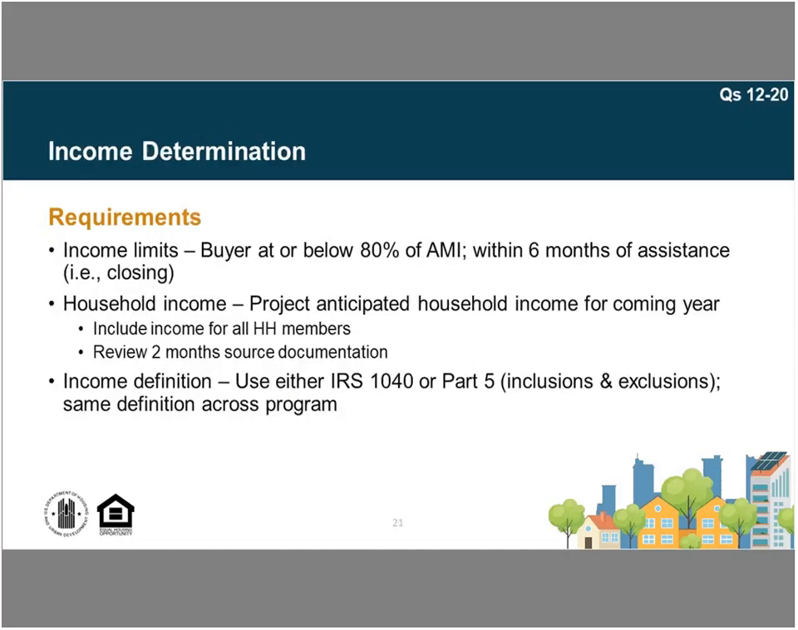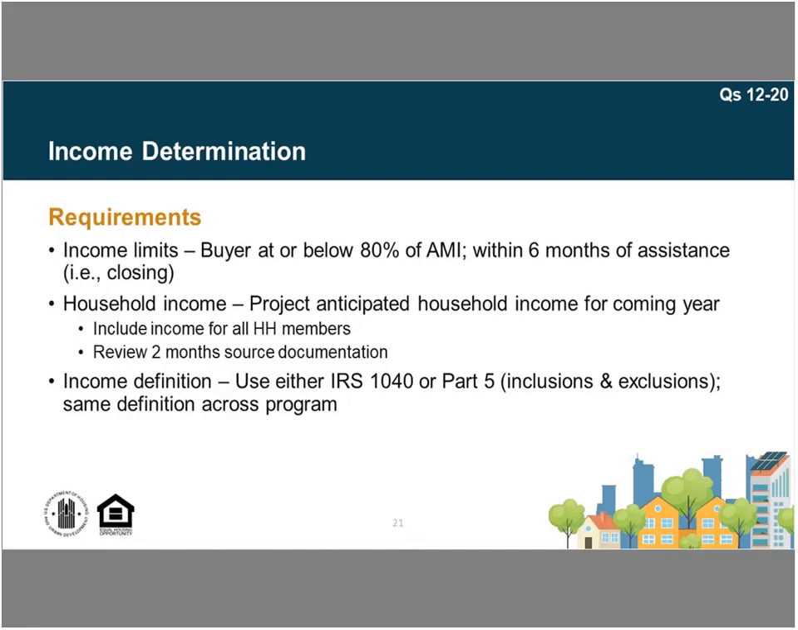Next, I want to talk about income determination. You know that everybody who's assisted with HOME funds is required to be low income at qualification. Low income is defined as 80% of area median income, and the requirement for DPA is that the household be determined to be low income no more than 6 months before the delivery of assistance, and that it's done by projecting the anticipated household income for the coming year of all household members.